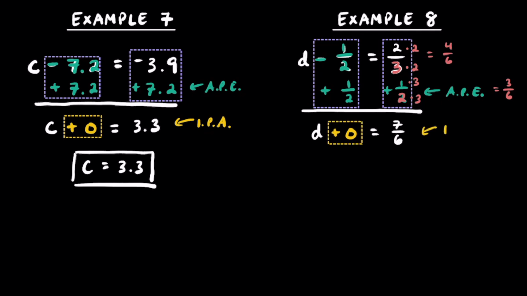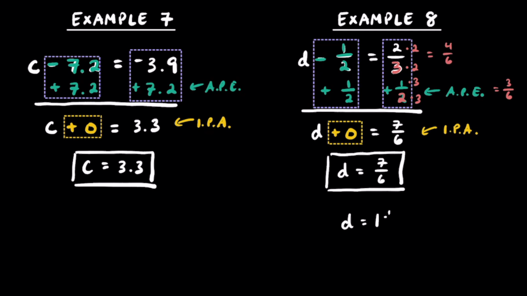Let's go ahead and just drop that 0, and we can say that d is equal to 7/6. You can just leave it like that if you'd like, or if you wanted to write a mixed number, you could do so as well and say that d is equal to 1 and 1/6. Either one is fine.